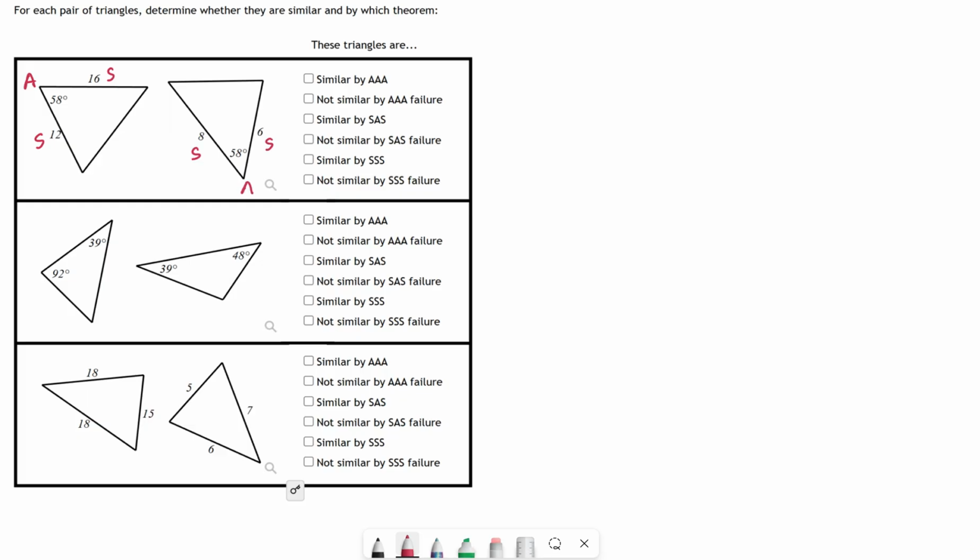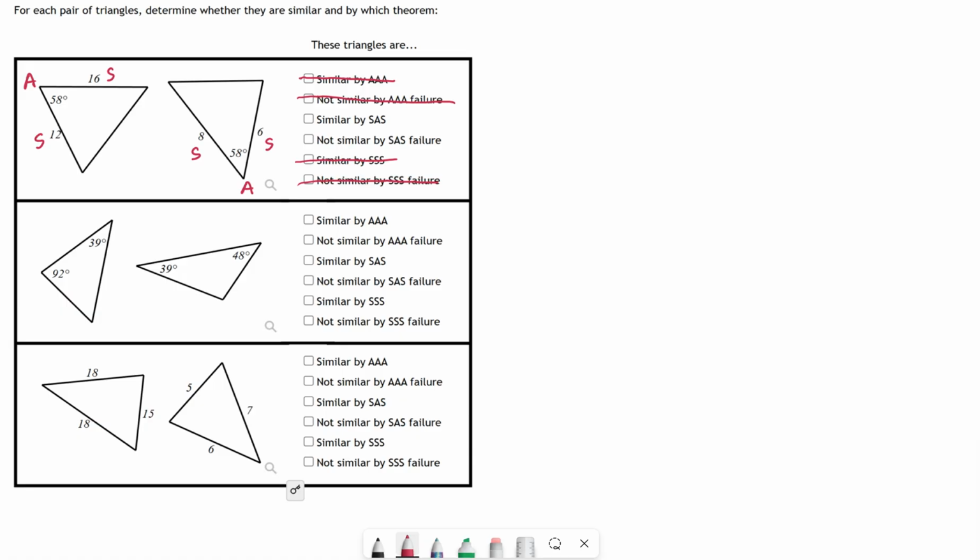Side, side, angle, side, side, angle. Well, from that, I can see pretty clearly that this is not an angle, angle, angle situation, and it's not a side, side, side situation, because I'm only given one angle and two sides. So now it's a choice between similar or not similar by SAS. In other words, two sides with an angle in between them.